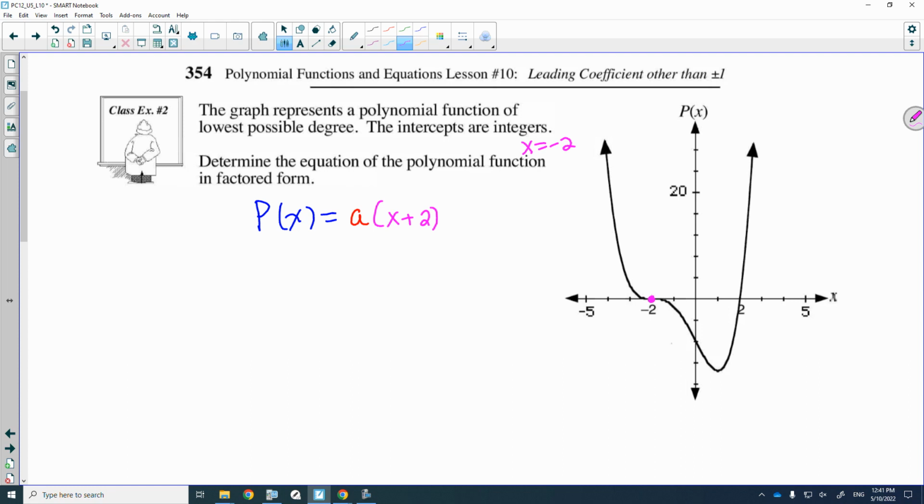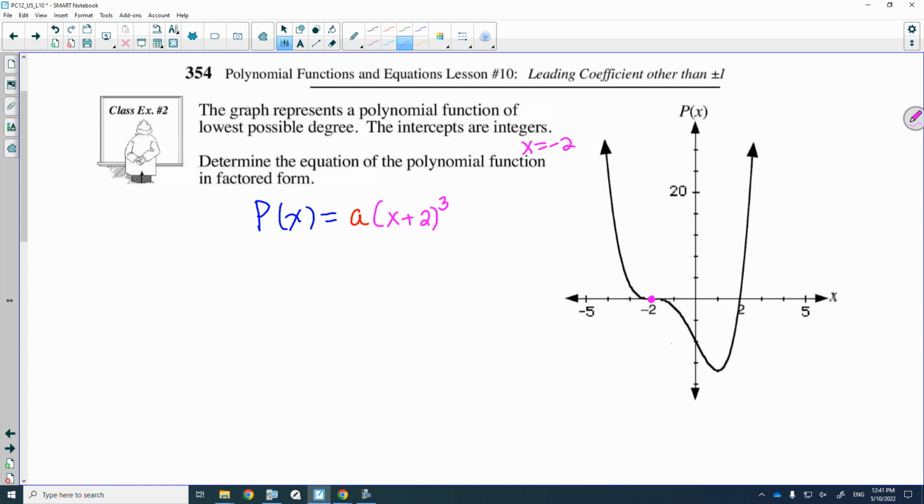It says the graph represents a polynomial function of lowest possible degree. So what multiplicity would my x plus 2 be? It'd be a third degree, right? Point of inflection here. If it's the lowest, it could be a 3, a 5, a 7. It has to be the 3, though.